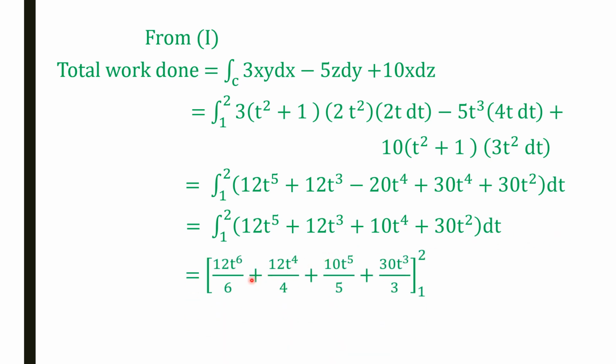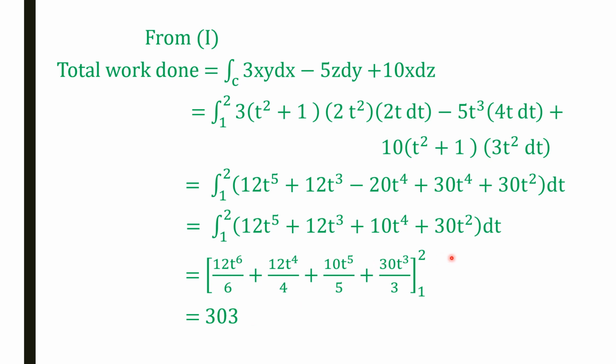Okay, now we integrate. So 12 as it is, integration of t raised to 5 is t raised to 6 upon 6, plus 12 as it is, t raised to 4 upon 4, plus 10 as it is, t raised to 5 upon 5, integration of t raised to 4, and plus 30 as it is, t cube upon 3, from 1 to 2. And if we apply all the limits, we get the answer 303. Okay, so apply the upper limit minus lower limit, and whatever the answer is, that will be your final. Okay, so it is 303.